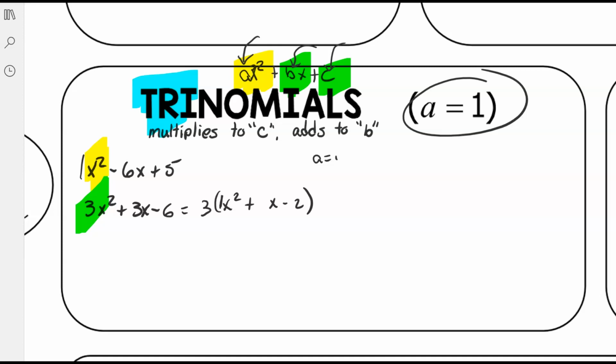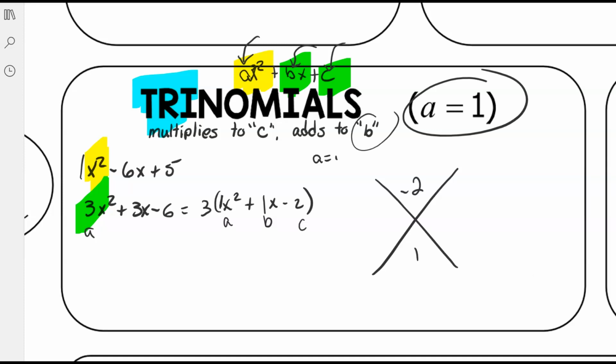It's the one where you're going to see where it says multiplies to C, adds to B. This is your A, this is your B, this is your C. Multiplies to get C. So 2 numbers multiplied together to get -2. Those same 2 numbers, when you add them together, you should get B.